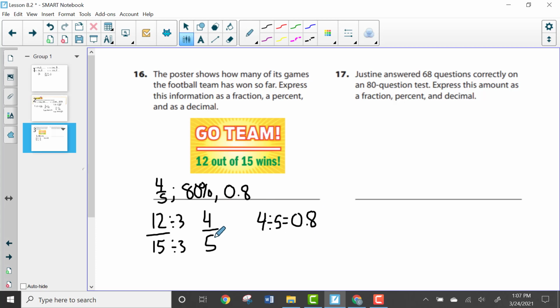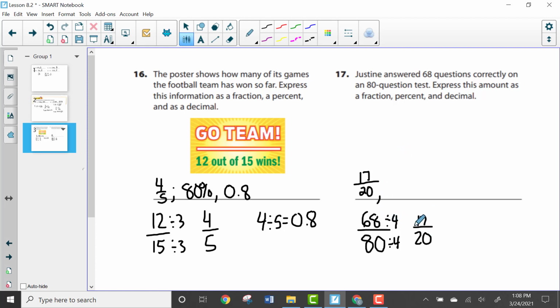So finally, let's take a look at number 17. It says Justine answered 68 questions correctly on an 80-question test. So we're going to express this amount as a fraction, percent, and decimal. So we have 68 out of 80 questions. So finding this as a fraction, we got to reduce it first. 68 divided by 4 is 17. 80 divided by 4 is 20. So 17/20 is the fraction. Remember, we got to reduce it to simplest terms.